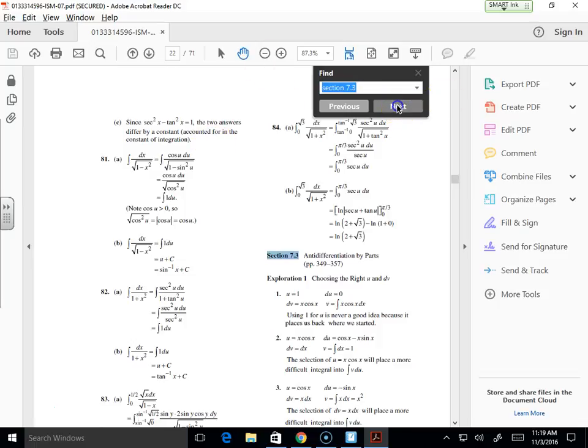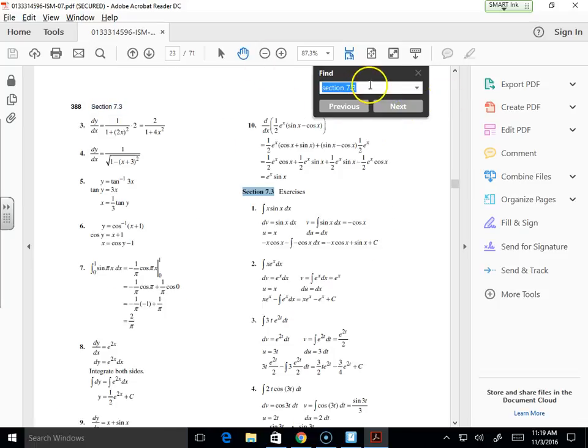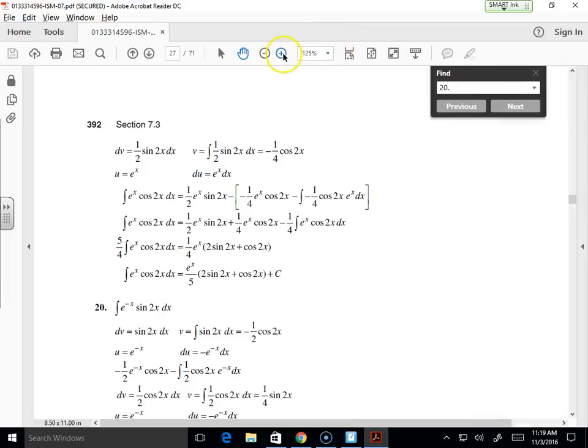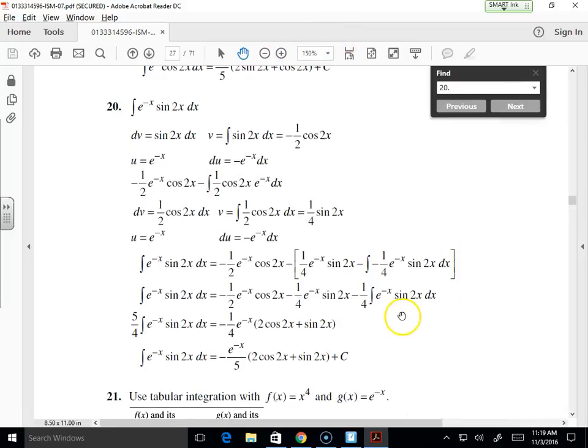7-3 exercises. There we go. And we're going to number 20. Got it. Negative 1/5 e to the negative x times 2 cosine 2x plus sine 2x. What? I didn't get that. I got e to the negative x times sine 2x minus e to the negative x times cosine 2x all over 5. That's okay, except there should have been a negative next to your sine one.